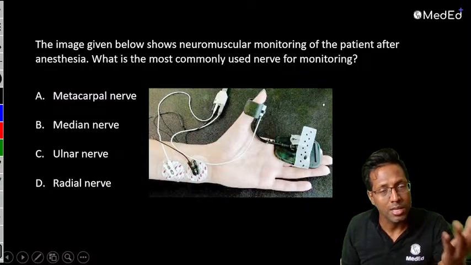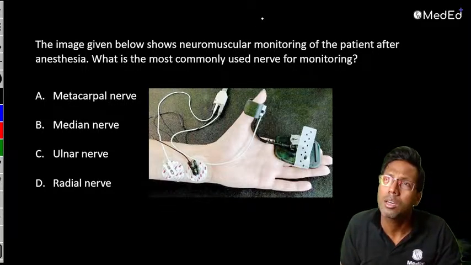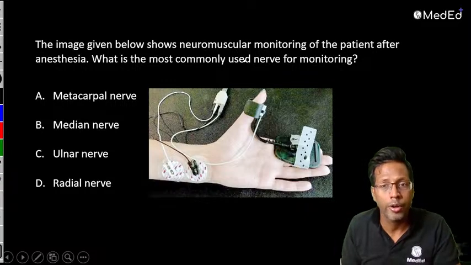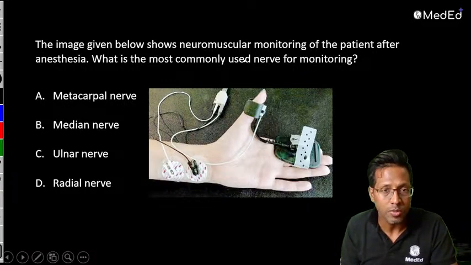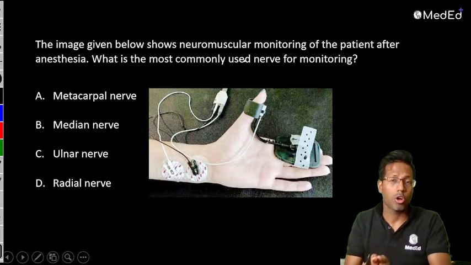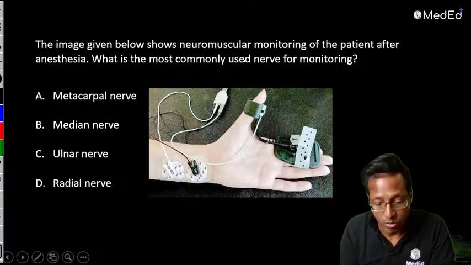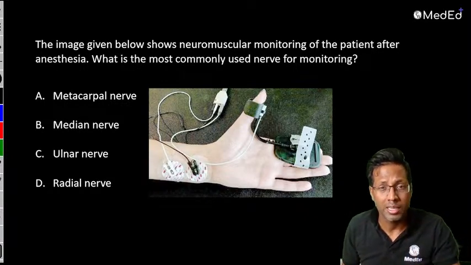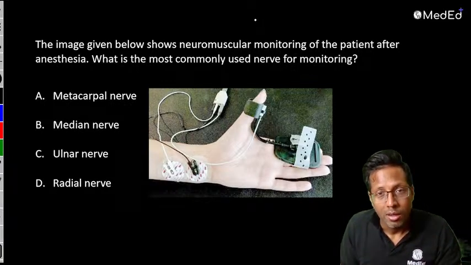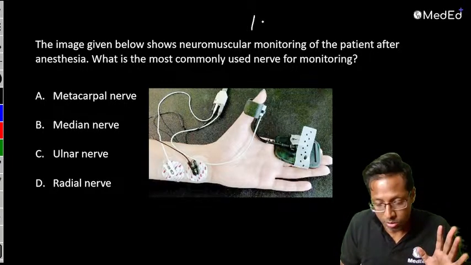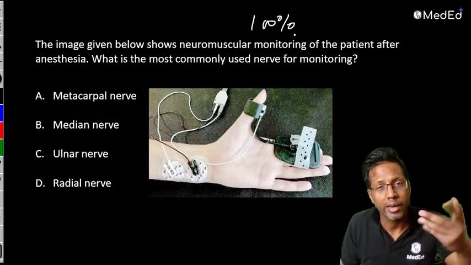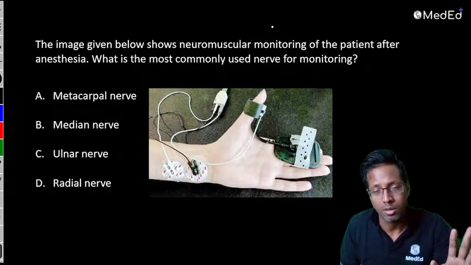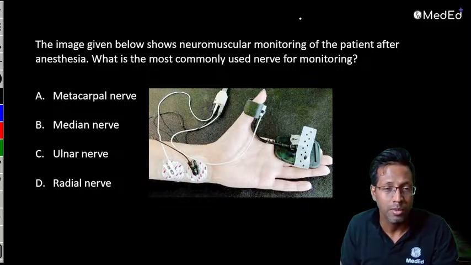This was asked in the exam. This was asked in FMGE only, and this was last year, no, or before that. So the image given below shows the neuromuscular monitoring of the patient after anesthesia. Which is the most commonly used nerve for this monitoring? Simple question. You can see it in front of you. Anesthesia questions are normally easy. This time also in INI-CET, almost whatever everyone teaches, everyone had a 100% strike rate in anesthesia, because everything came from there. Normally anesthesia, they will not ask you difficult questions. They are simple questions which come, right?